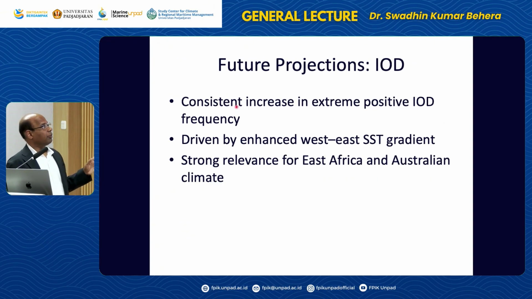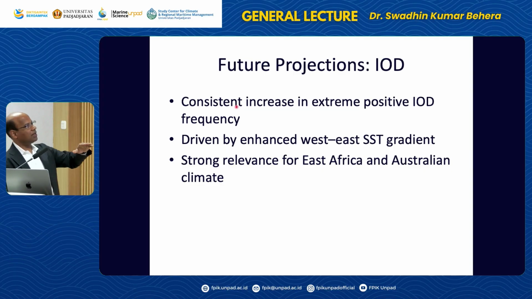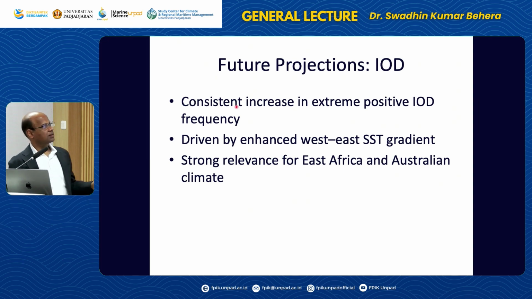Future projections of IOD. So the mean state of the Indian Ocean, as I said, is favoring more positive IODs. So we expect more extreme positive IODs will happen in future. This is defined by SST gradient, what we are experiencing already now. And that's also not good news for Australian climate, because Australia also will experience a drier state than what we have now.